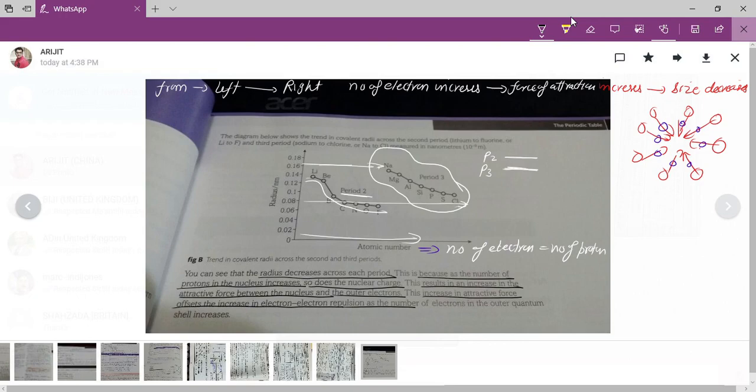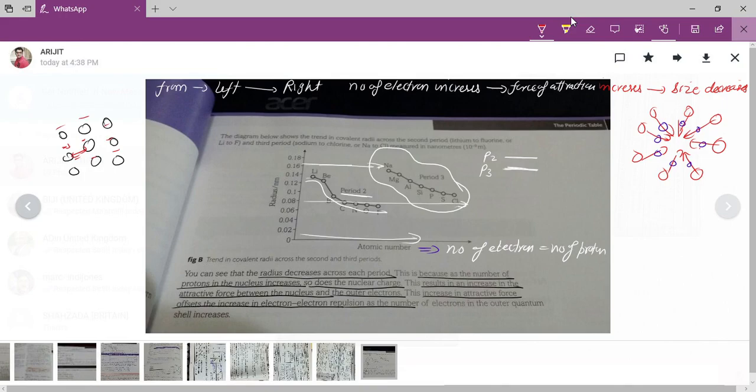Electron-electron repulsion means, suppose you can see here, electrons are there in three orbits. As usual, electrons have the same negative charge, so in between them there is also a type of force of repulsion.